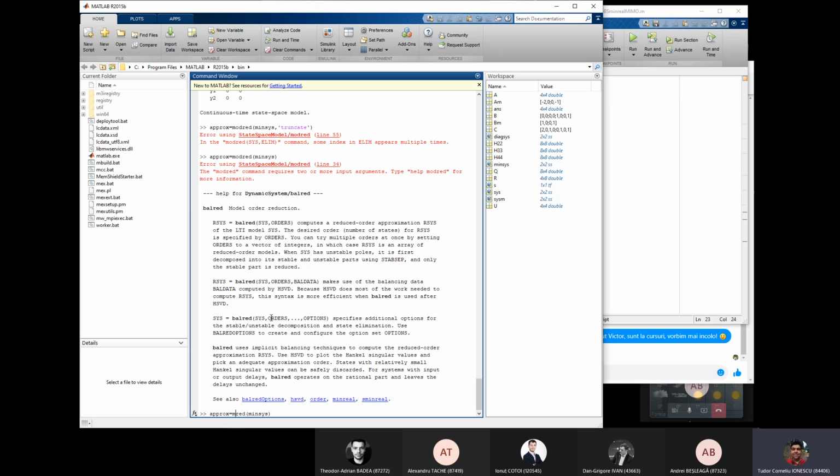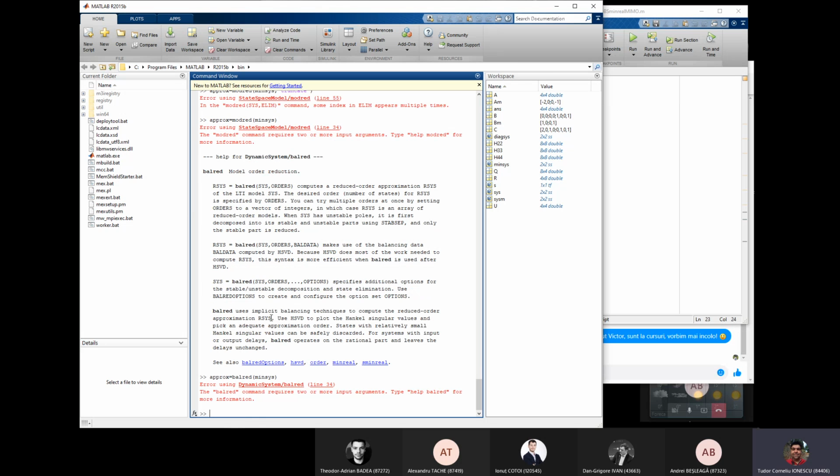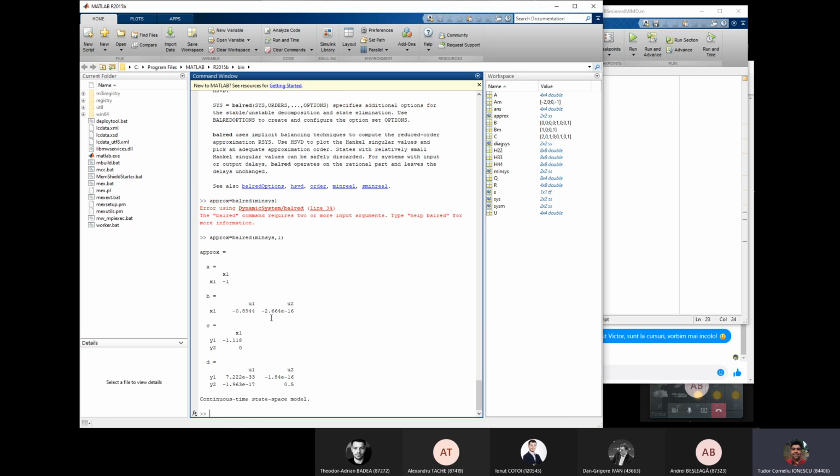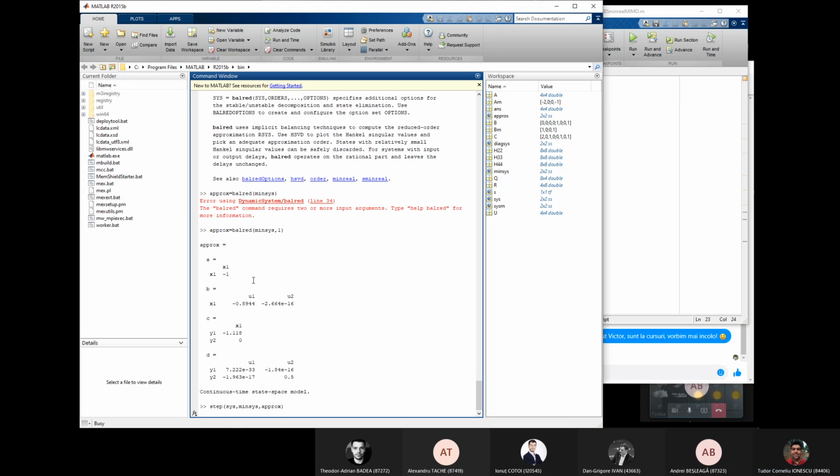Balred 1. Okay. So this is the approximation from order 2 to order 1 of my system. You see? Look, 2 to 1. Okay, so now let's do step of sys, the original system, the minimal realization, min sys, and the approx, and see that there is a difference.